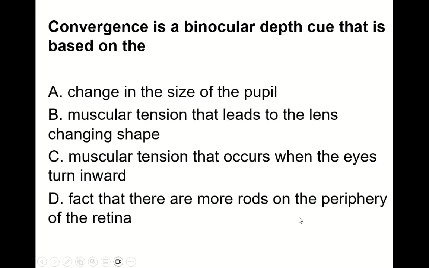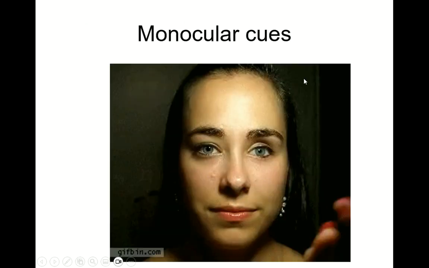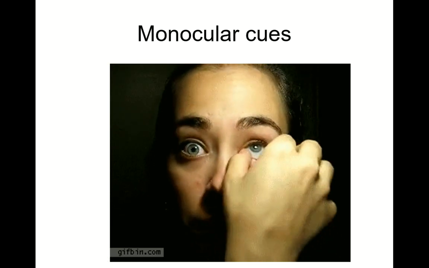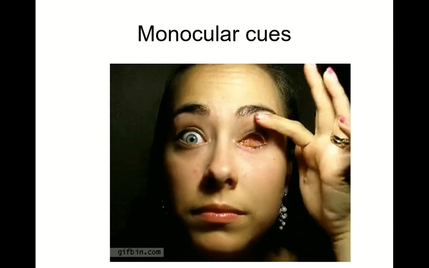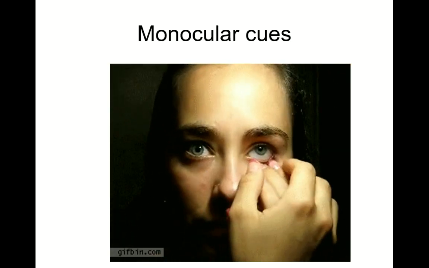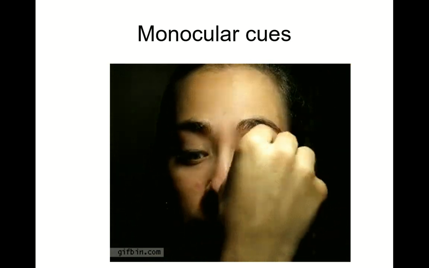All right, do this question. The answer is, yeah, it's C. When your eyes turn inward, like cross your eyes. Okay, all right. Now, what if you only had one eye? Then you couldn't do convergence. You couldn't do retinal disparity. Then you would have to do other stuff.